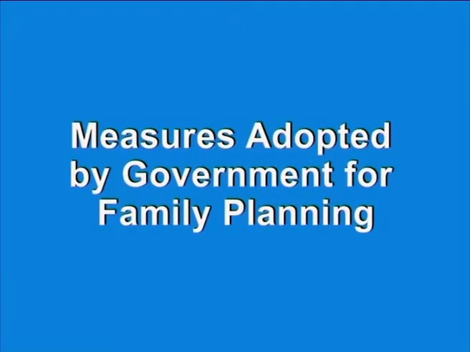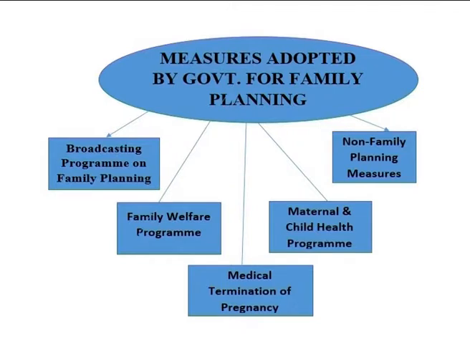Next is measures adopted by government for family planning. The Government of India have adopted a number of measures to check the ever increasing population of the country. Some of these measures are: number 1, broadcasting programs on family planning; second, family welfare program; third, medical termination of pregnancy; fourth, maternal and child health program; fifth, non-family planning measures.